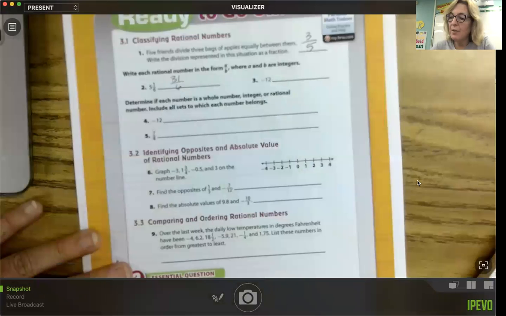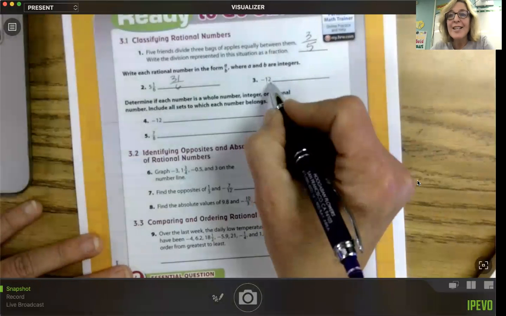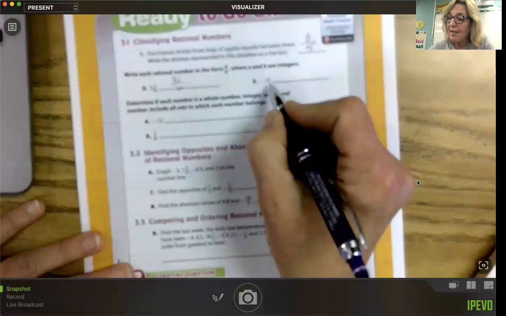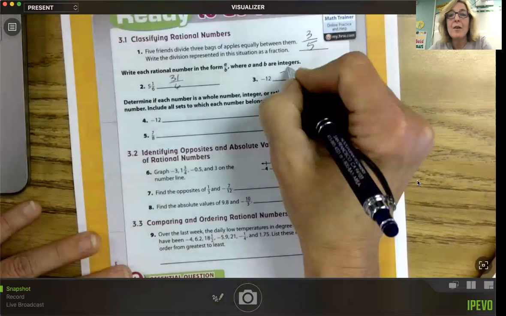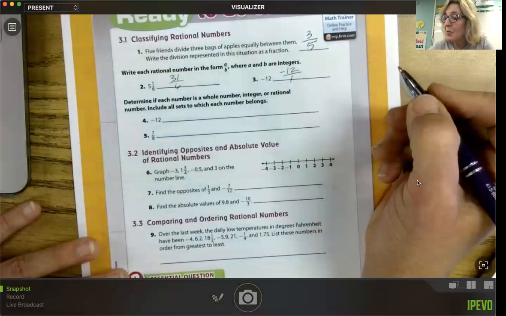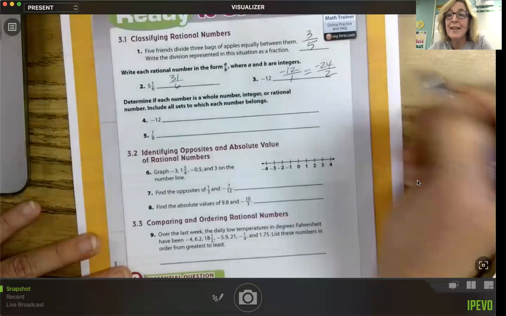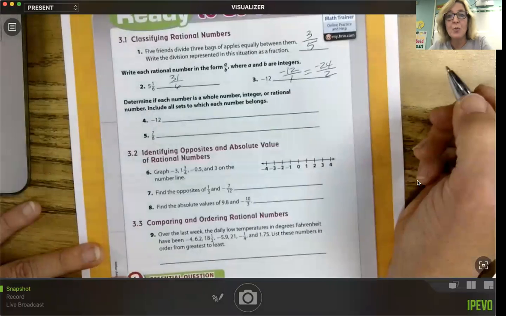Same idea on number 3, -12. Although this is an integer, it can be represented as a fraction by placing it over 1, dividing by 1. Or you could also have said -24 divided by 2. It doesn't have to be in its simplest form, but that is definitely a fraction form of -12.